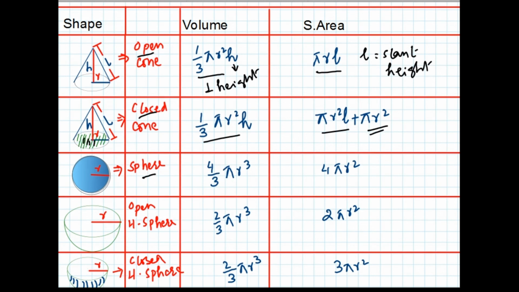Next shape is a sphere. Its volume is equal to 4 upon 3 pi r cube, and surface area is equal to 4 pi r square. Next shape is open hemisphere, that is, it is open from top as shown. So its volume is equal to 2 upon 3 pi r cube, and surface area is equal to 2 pi r square. Closed hemisphere means its top is closed, therefore its volume is equal to 2 upon 3 pi r cube, and surface area is equal to 3 pi r square.